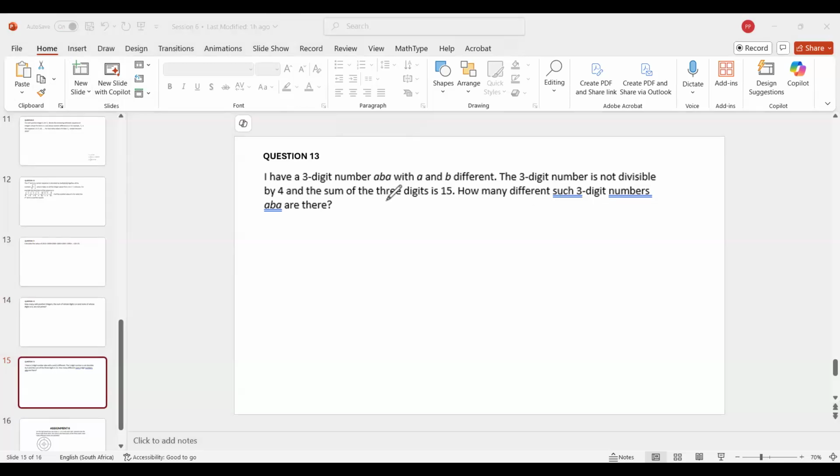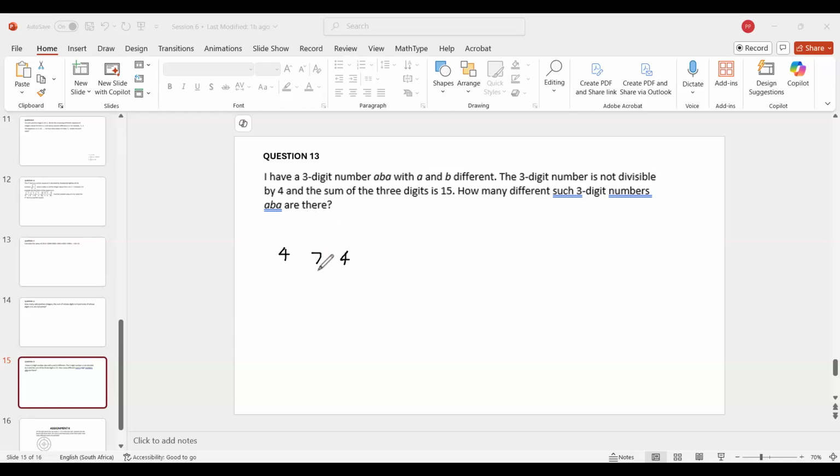Okay? And the sum of the 3 digits is 15. So I've got a 3-digit number, say for instance 474, but it starts with A and ends with A. The sum of the digits is 15: 4 plus 4 is 8, plus 7 is 15. I could have had that, right? And it's not divisible by 4.